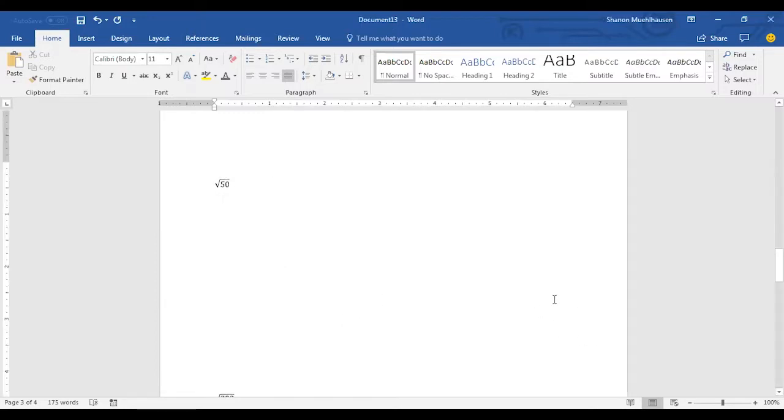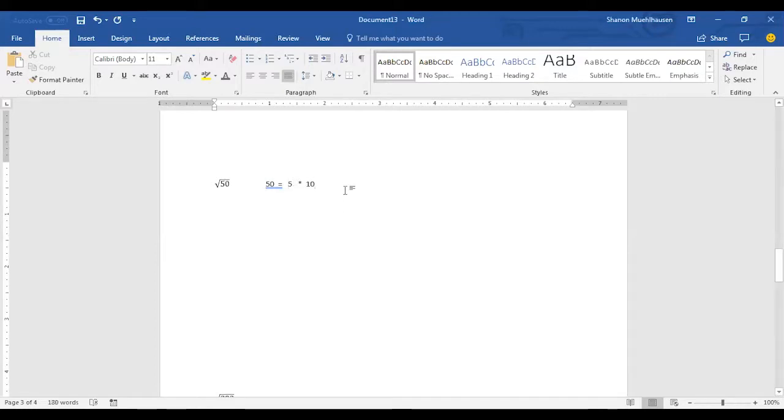So let's look at simplifying a square root that is not a perfect square. If this were the square root of 49, it would be very easy. We get the answer 7, or negative 7, of course. But in this case, 50 does not square root nicely. My first step is going to be to break the 50 down into its factors.